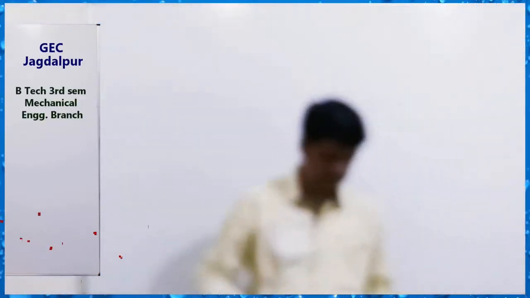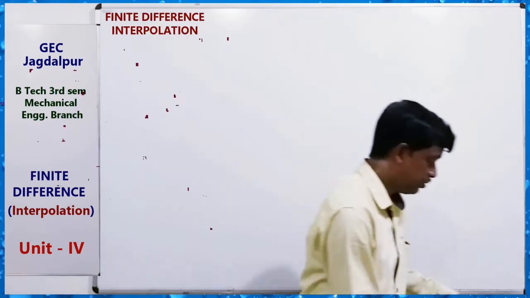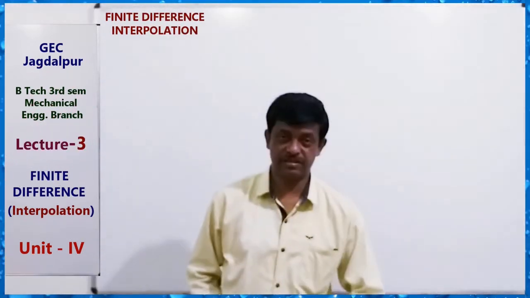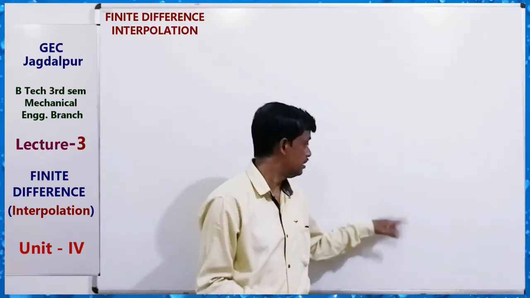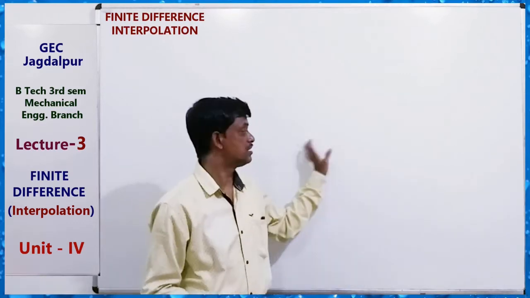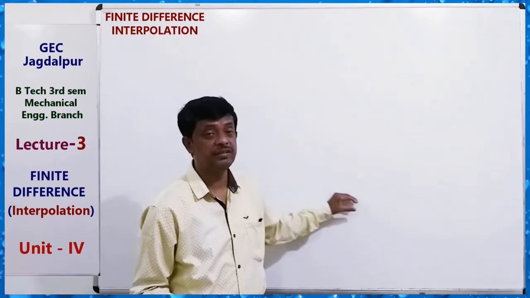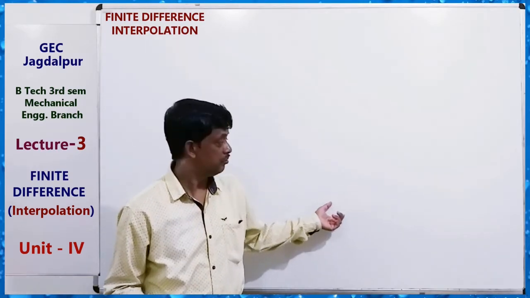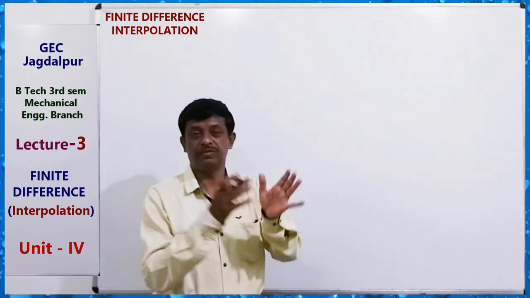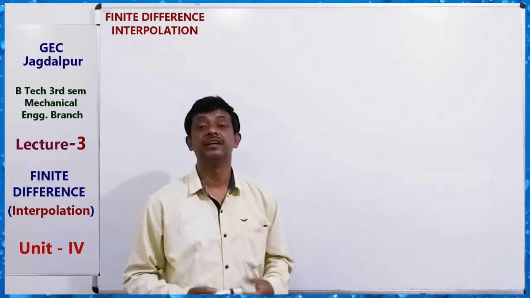Hello dear students, today I will discuss Newton's forward interpolation formula and backward interpolation formula. Interpolation: in the previous class I already discussed that whenever we are given a table with data, the values of x and corresponding values of y, if we want to find the value of the dependent quantity y for a particular value of x within the range of the values of x, then that process is called interpolation.